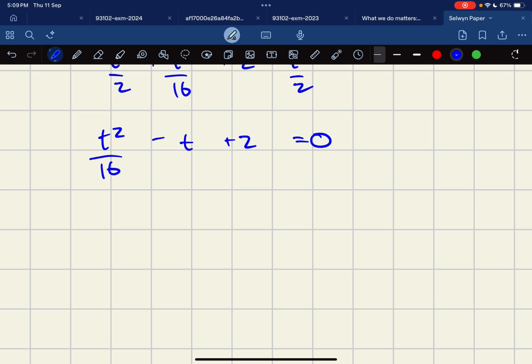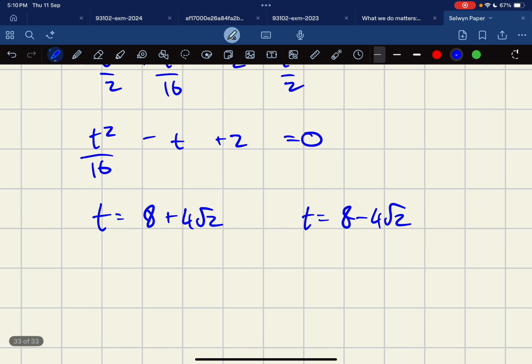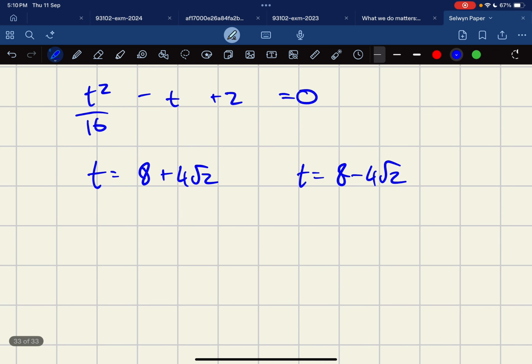So polynomial degree of 2, 1 over 16, and then negative 1, and then 2. So my two solutions are when t is equal to 8 plus 4 root 2, and then also when t is equal to 8 minus 4 root 2. And both of them are positive, and so greater than 0 and less than 40 here.